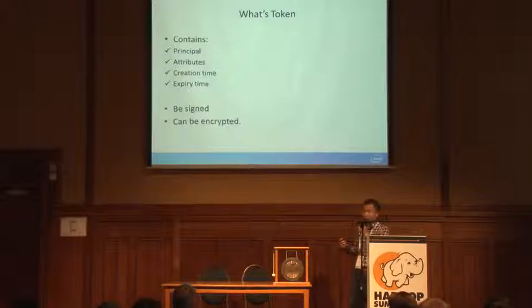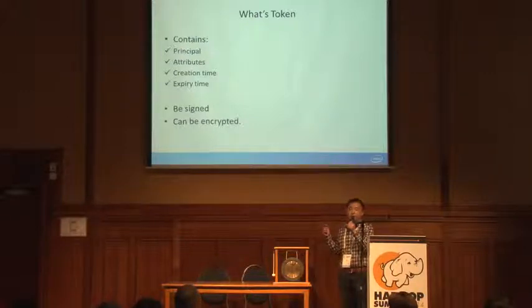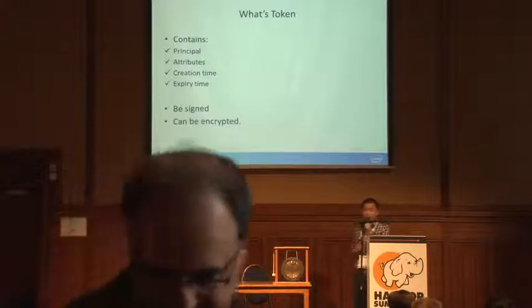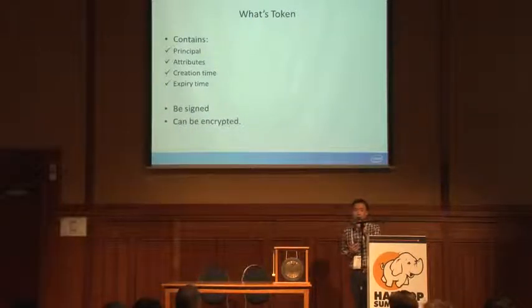And it will also include a creation time and an expiry time. These timestamps are to guarantee the token is valid and has not expired, and we will check that in the server. And the token can be signed to make sure it will not be modified by a middleman.